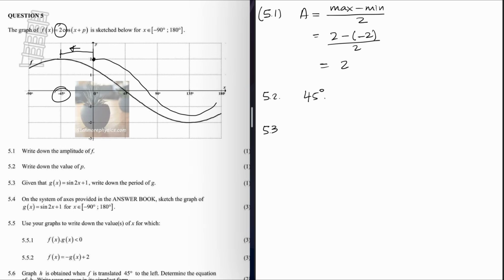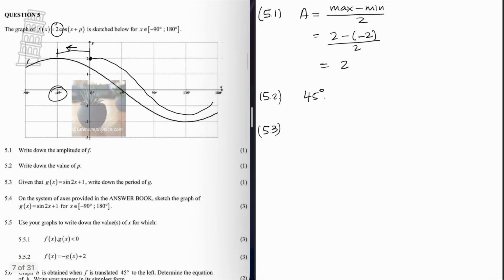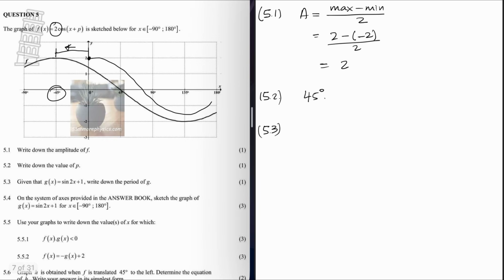Question 5.3. Given that g of x is equal to sine of 2x plus 1, write down the period of g. Okay, so to calculate the period, all we need to look at is the number that is being multiplied by x. So to calculate the new period, simply, we'll take the period of a normal sine graph, which is 360, and divide it by that value that is being multiplied by x, so multiplied by 2. So 360 divided by 2, and that's going to give me a period of 180.